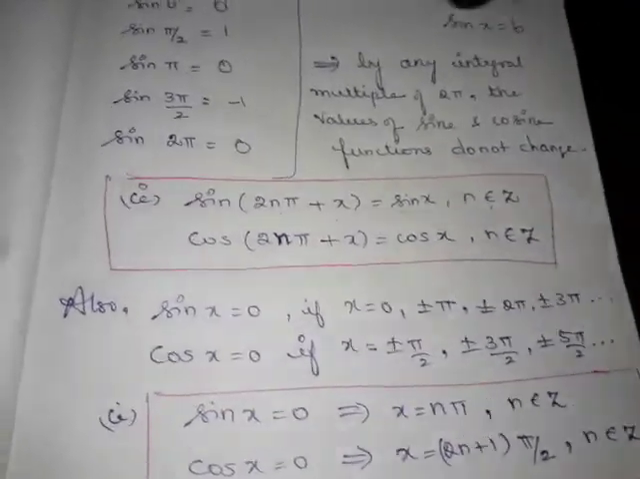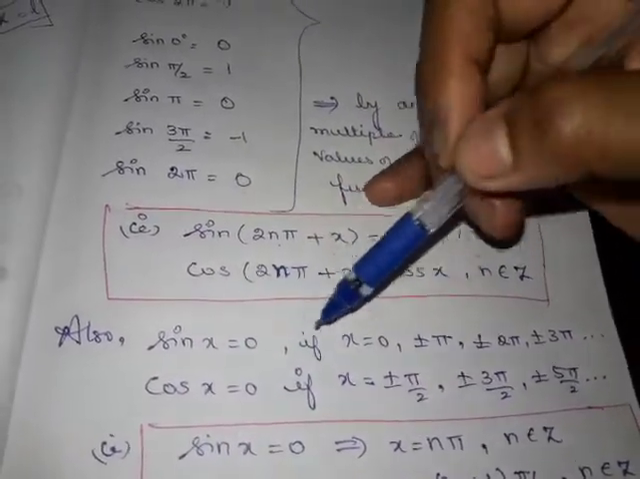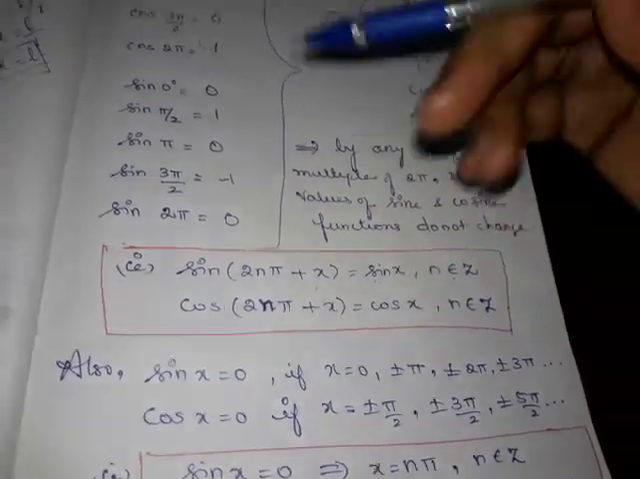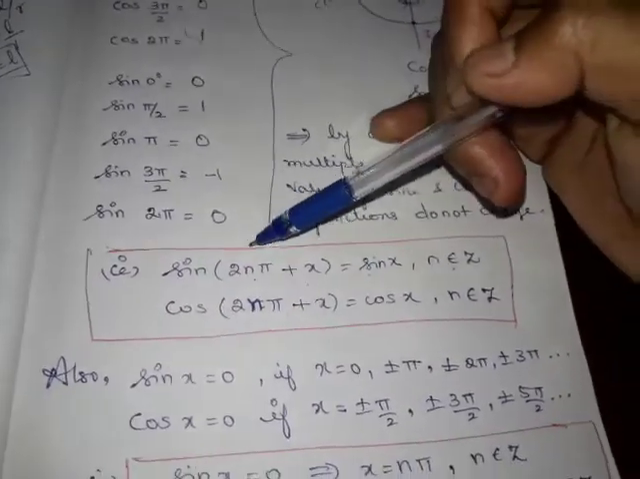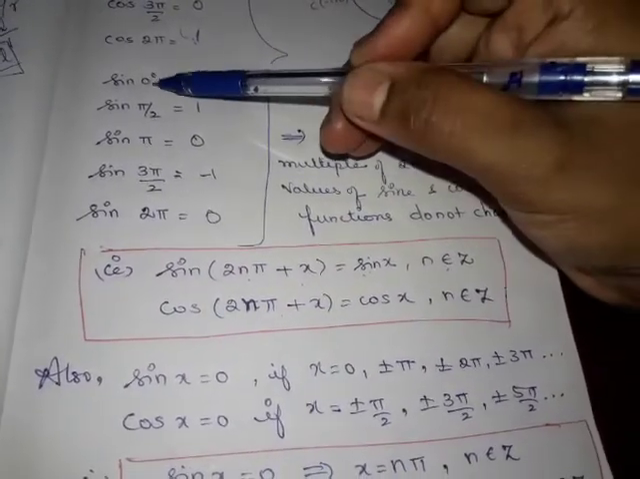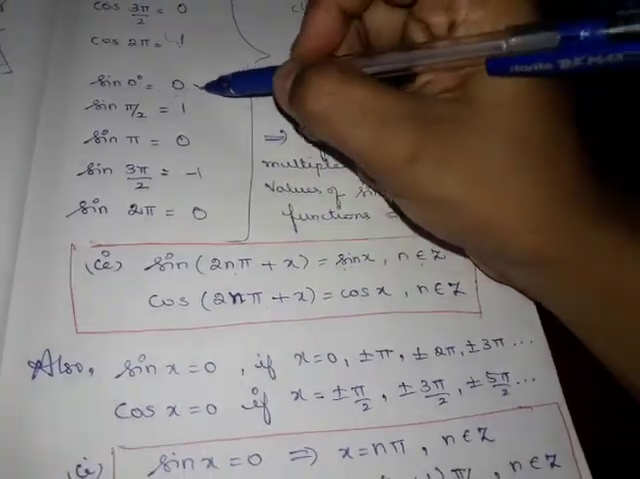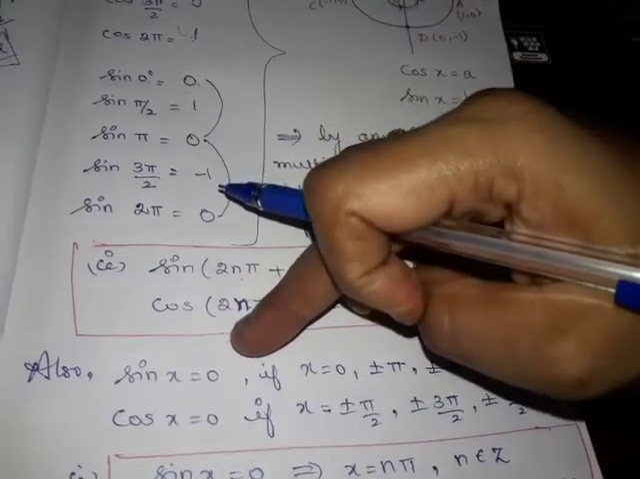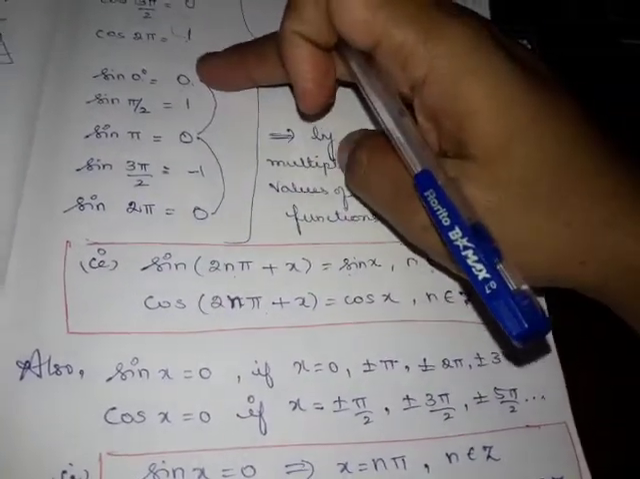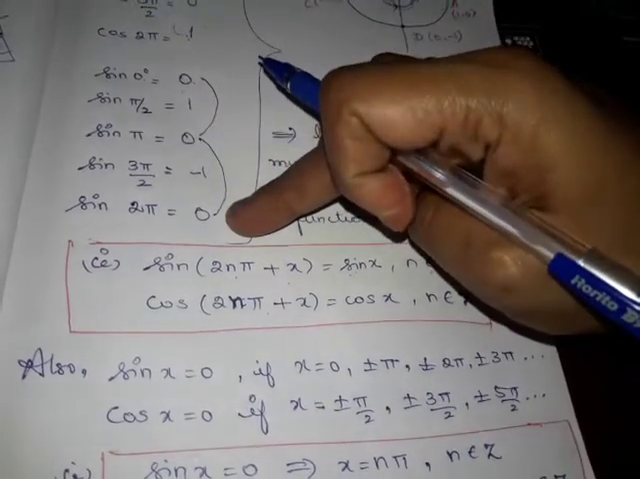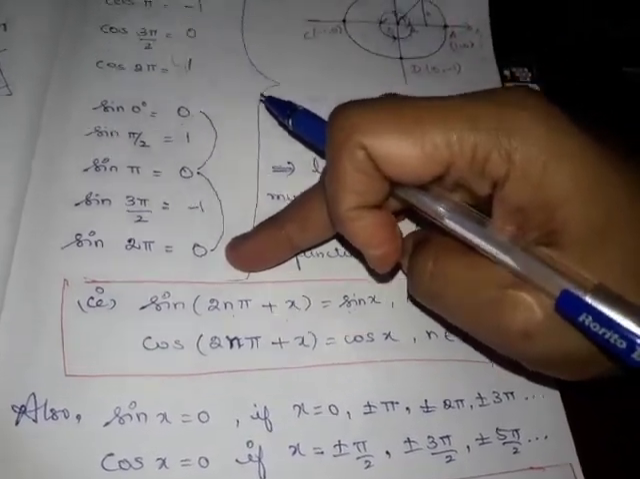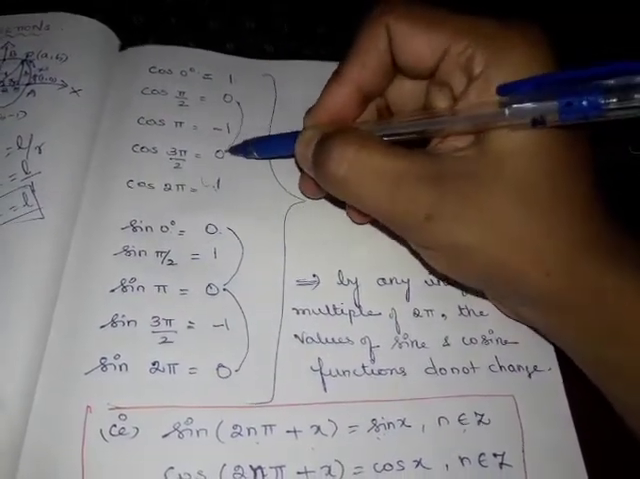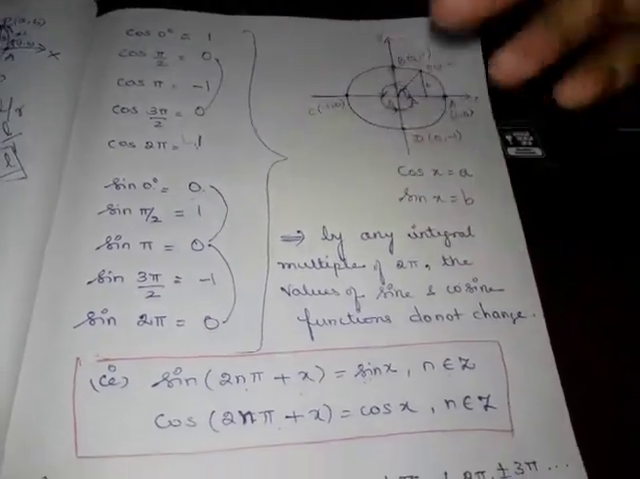There is another inference, which is sin x equals 0 if x equals 0, plus or minus pi, plus or minus 2 pi, plus or minus 3 pi, etc. How did you get this? See, analyze the sine values. When are we getting 0? At 0 degree, then at pi, then at 2 pi, likewise it goes on. So sin x is 0 if x equals 0, x equals pi, x equals 2 pi, etc. Right? Similarly, at what values does cos become 0? See, pi by 2, 3 pi by 2, 5 pi by 2, likewise it goes on.